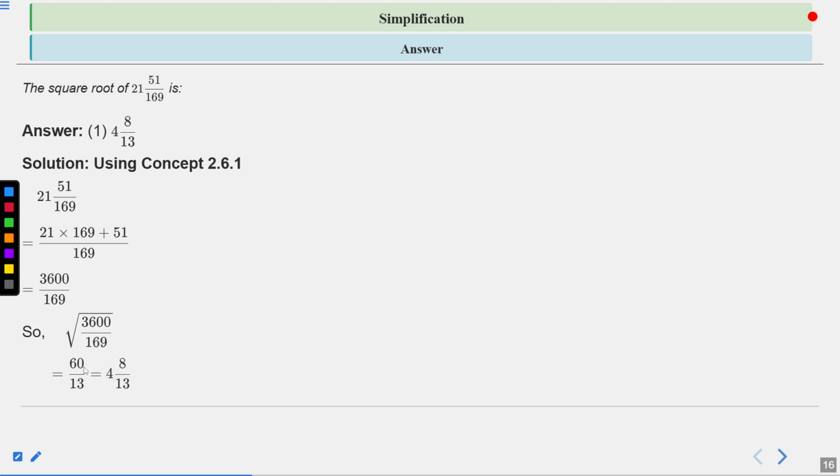So when we simplify it, what we get? We get 4 and 8 by 13 in mixed fraction. So first one is the correct answer of this question. Next one.